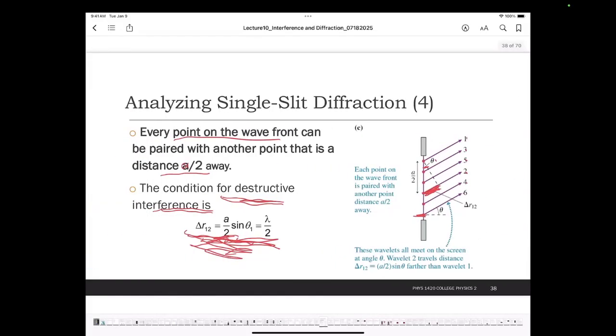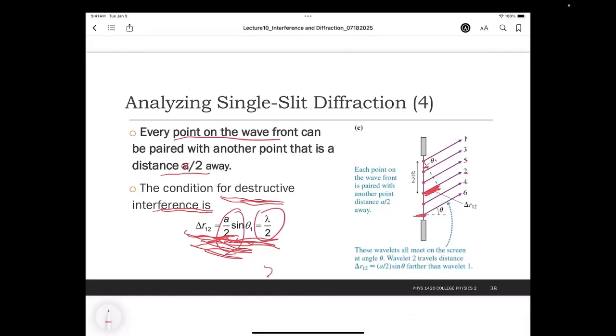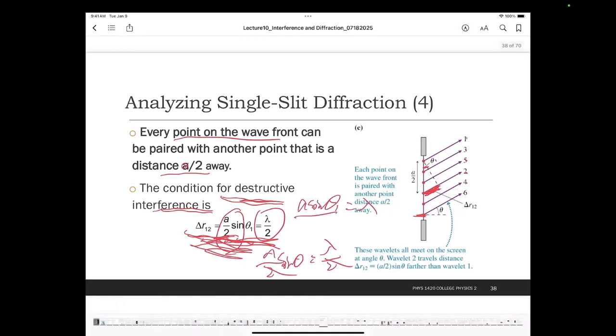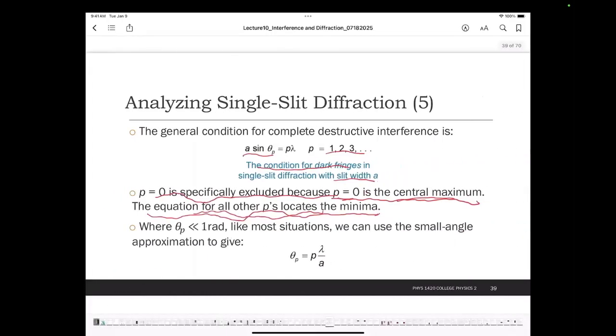Because here, this one equals this one, 2 a sin theta equals 2 lambda, which means we remove the 2: a sin theta 1 equals lambda. Am I right? So here we just replace theta 1 with theta p. Does it make sense to you? And this is why we get this equation.